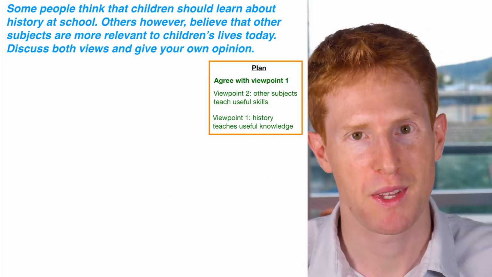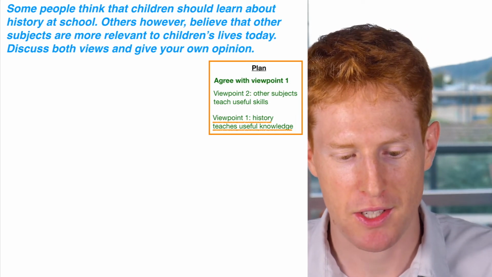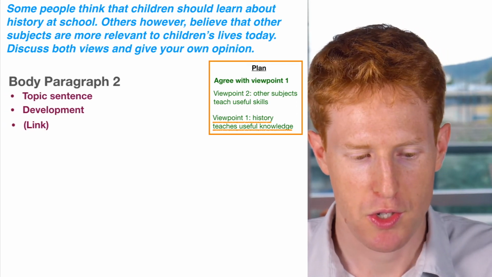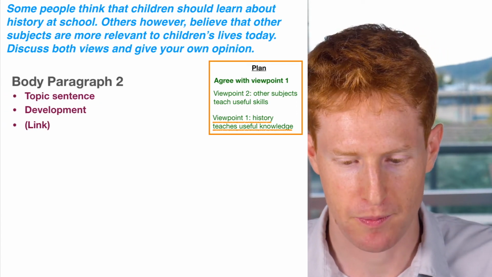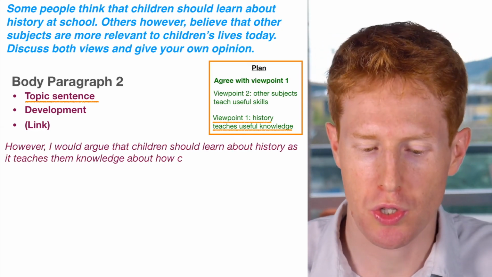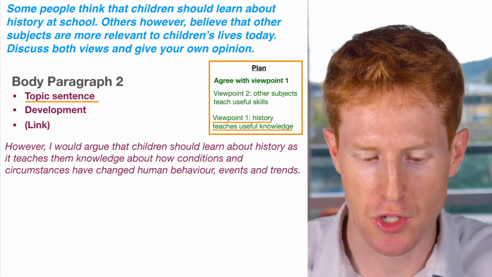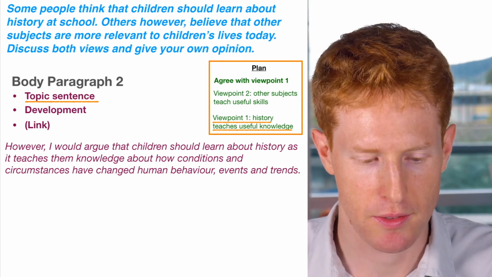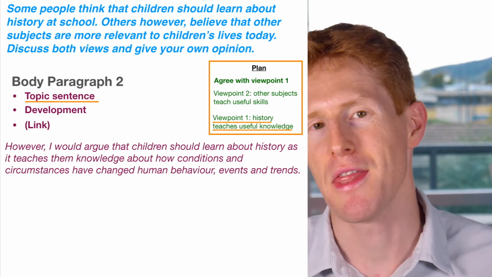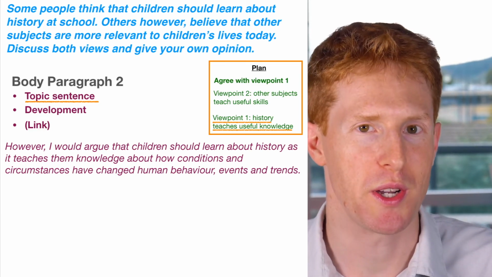Okay, however, we believe that history should be taught in schools, and that's why we're going to next talk about viewpoint 1, and we're going to say that history teaches useful knowledge. So we're going to have the topic sentence, development, and link. Starting with the topic sentence, we're going to say, however, I would argue that children should learn about history as it teaches them knowledge about how conditions and circumstances have changed human behavior, events, and trends. Okay, so here we've started, however, I would argue that, and that makes it very clear to the examiner that this is the viewpoint that you agree with.